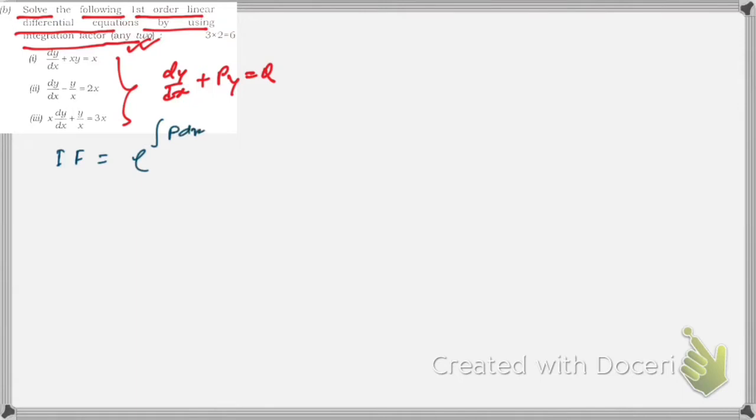Then our solution will be y into integrating factor is equal to integration q into integrating factor plus constant c. So this is the solution. Now let me show you how to solve this. Let me show the first one.